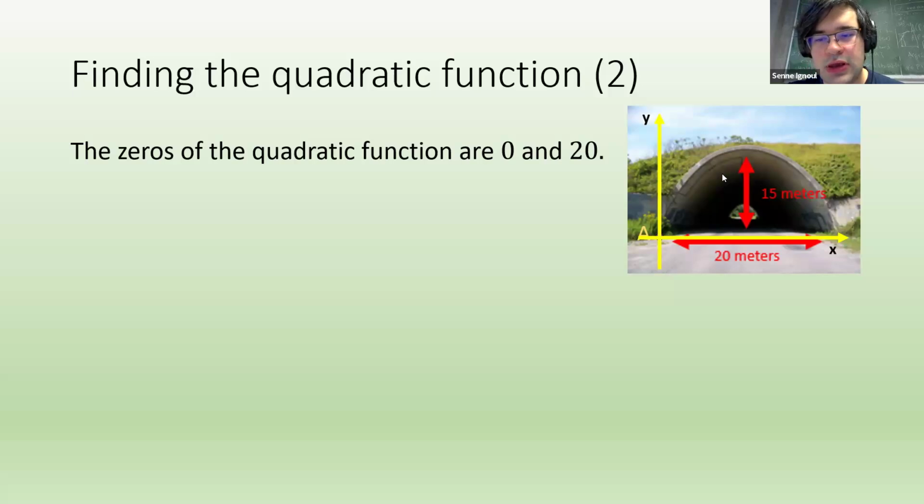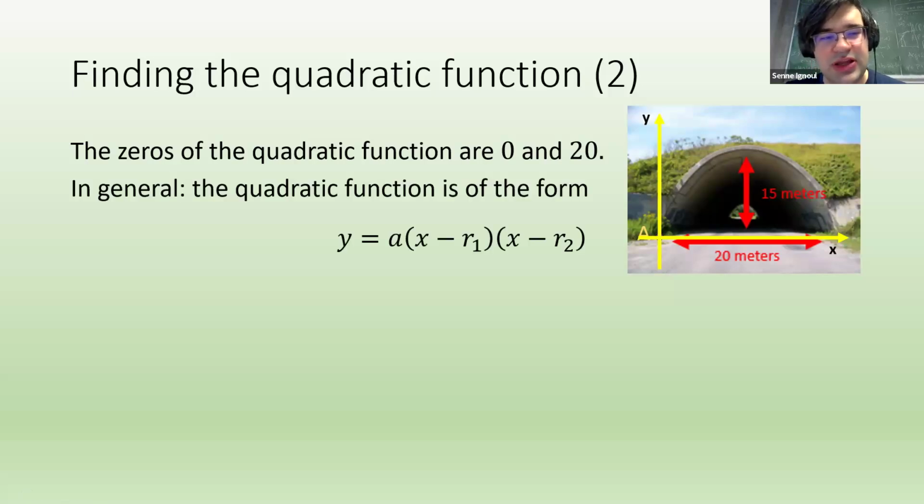Now, remember that in general, we can write a quadratic function using this expression. So A, R1, and R2 are numbers that we need to determine. If we know these numbers, then we know what the quadratic function is. Question for you: which of these numbers do we know already? Do we already know A? Do we already know R1? Or do we already know R2? Maybe it's too difficult a question, but I want to let you think first before I give another hint. So which of these do we already know? And why?